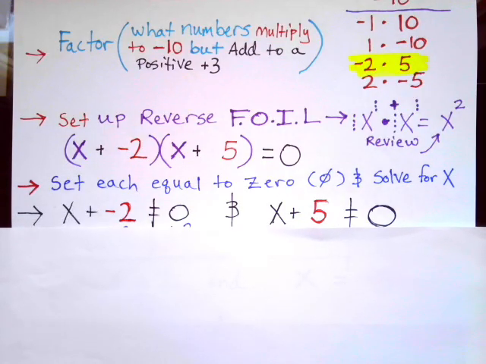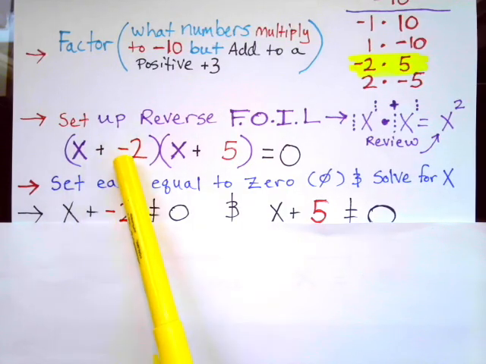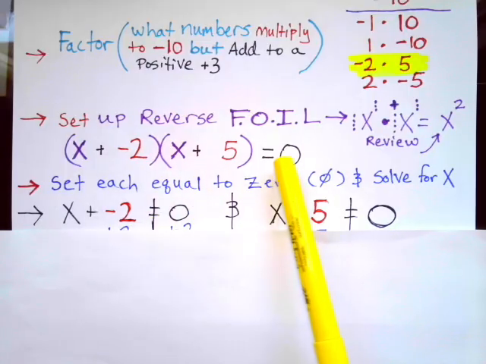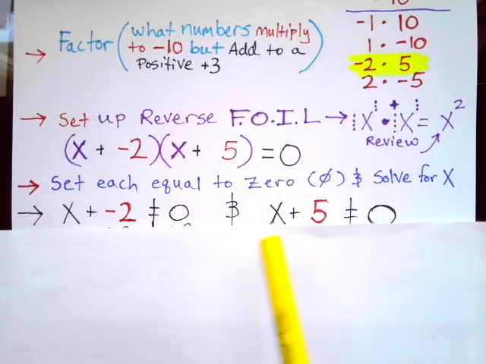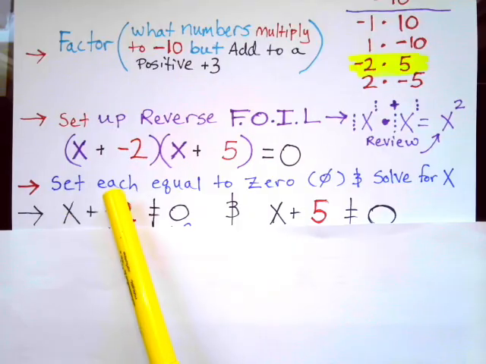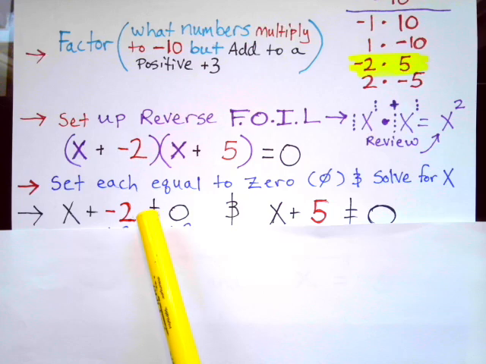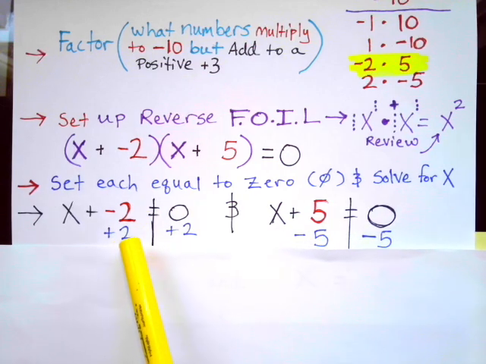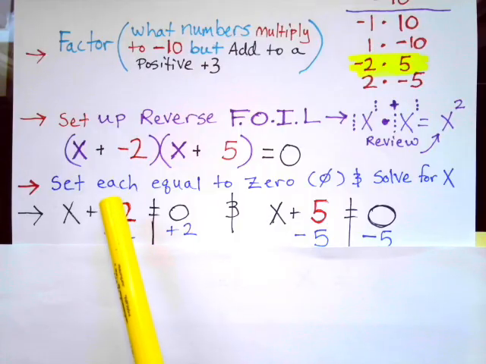Set each of these parenthesis values equal to 0, right? x plus a negative 2 equals 0, which you see here. And x plus 5 equals 0, which you see here. Now I'm going to solve for x. What does that mean? I need to get that x all by itself. What number plus the negative 2 gets me 0? A positive 2, or 2 minus 2 gives me 0.